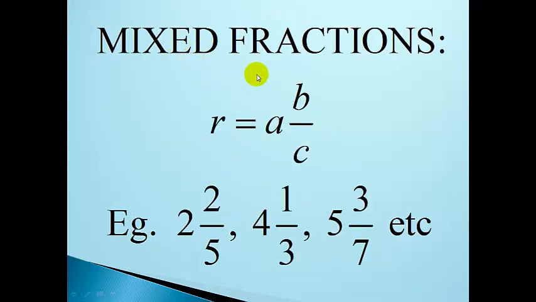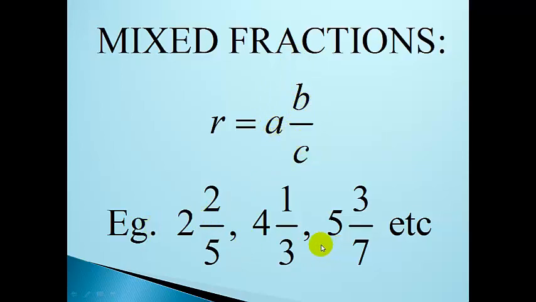Now we consider mixed fraction. In general, R equals A whole number B over A. So A whole number B over A is a mixed fraction. And a mixed fraction is a fraction that contains the whole number and the fraction.